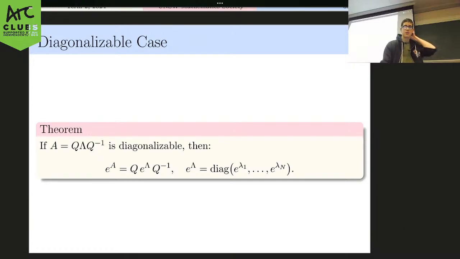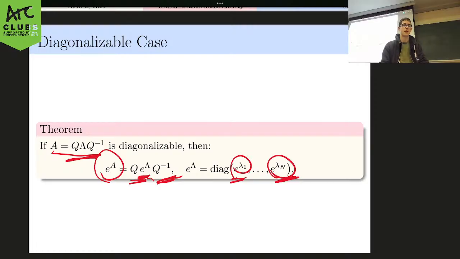Because what we can do is similar to raising a matrix like this to some power. We can say that the exponential of A is Q times the exponential of the diagonal matrix times Q inverse. And taking the exponential of the diagonal matrix, you just do the exponential component-wise to each of the values in it, which works out quite nicely. So we have e to the lambda 1, dot, dot, dot, e to the lambda n. It's very clean in this way.